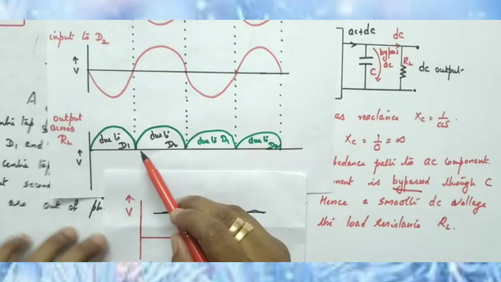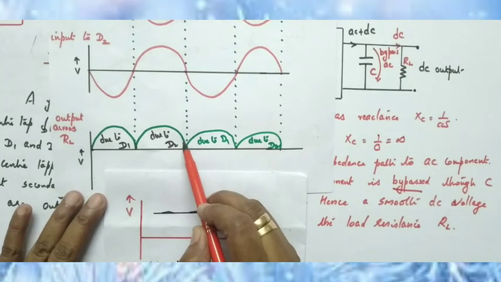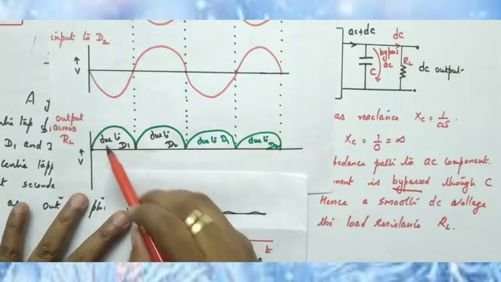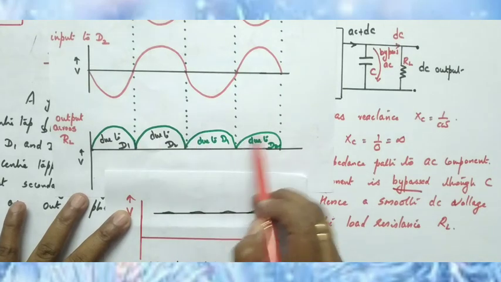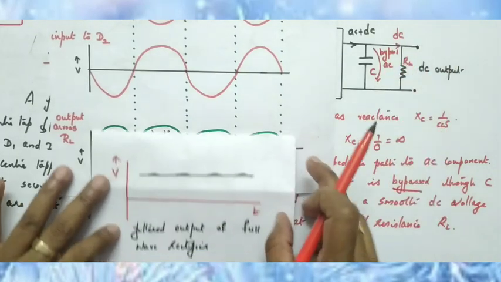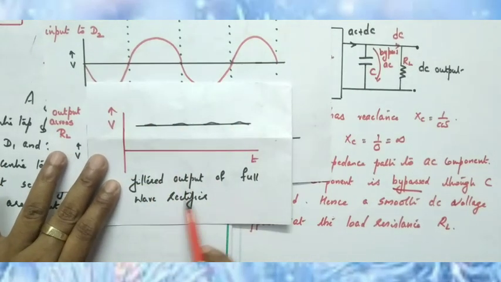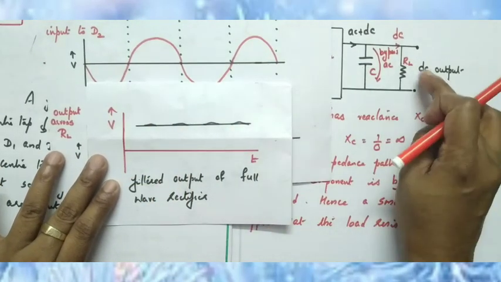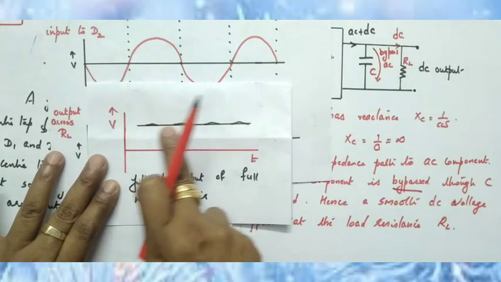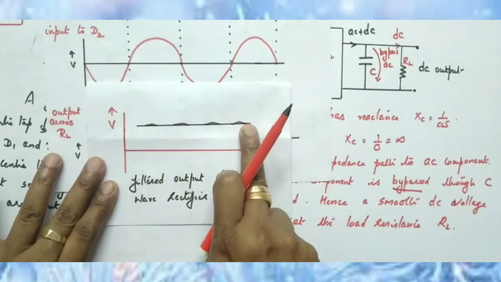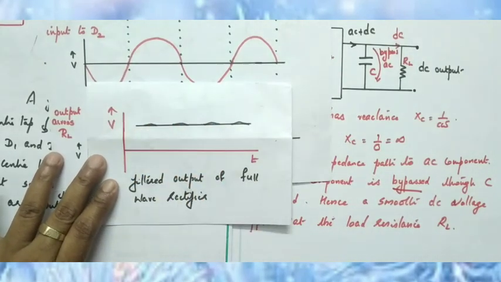If a capacitor is not connected, this is the pulsating output, because it contains both AC and DC. If a capacitor is connected here, that voltage converts to a perfect DC. So this is the filtered output of the full wave rectifier. Here this DC output voltage can be represented like this. So this is the perfect DC output. Okay children.